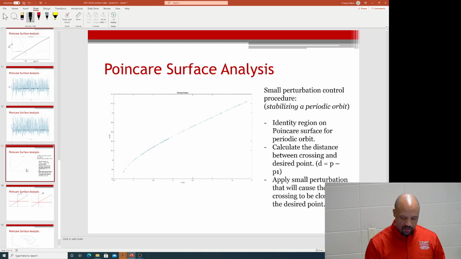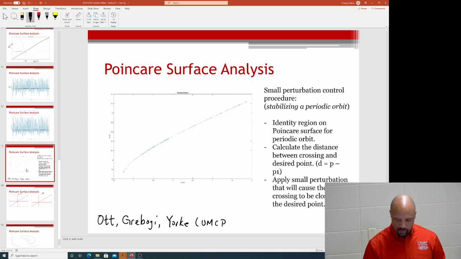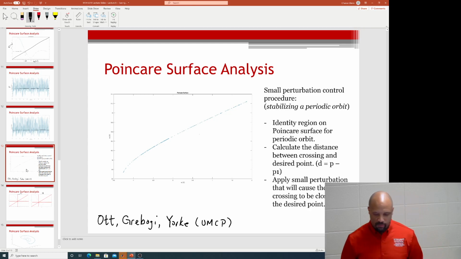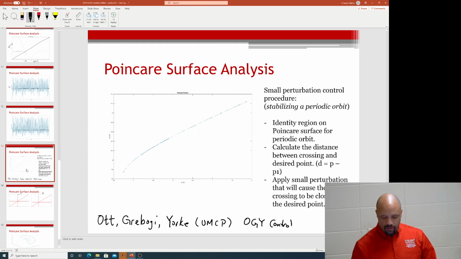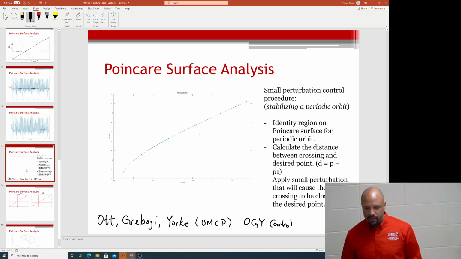The researchers Edward Ott, Celso Grebogi, and Jim Yorke from the University of Maryland, which is my alma mater, and I actually got a chance to meet and work with these gentlemen. This is sometimes called OGY control, and that's controlling periodic orbits.